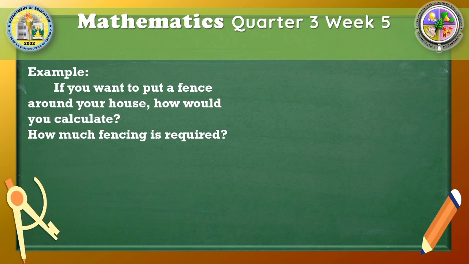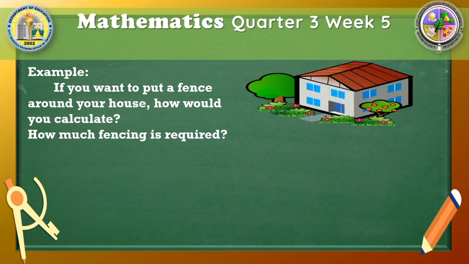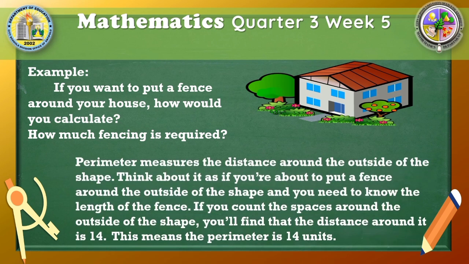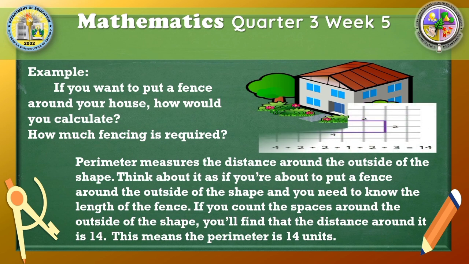Example: if you want to put a fence around the house, how would you calculate how much fencing is required? To know how much fencing material is required, you will calculate the perimeter. Perimeter measures the distance around the outside of the shape. Think about it as if you're about to put a fence around the outside of the shape, and you need to know the length of the fence. If you count the spaces around the outside of the shape, you'll find that the distance around it is 14. This means the perimeter is 14 units.